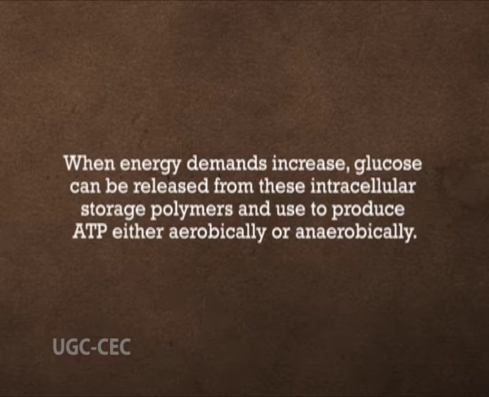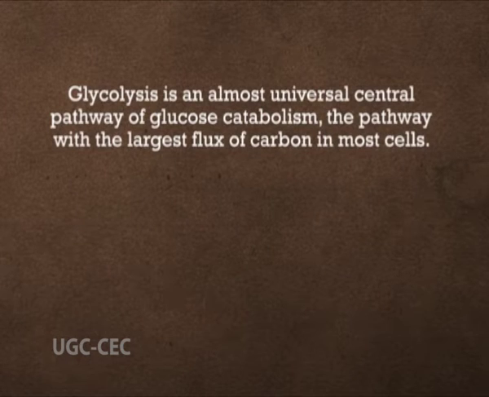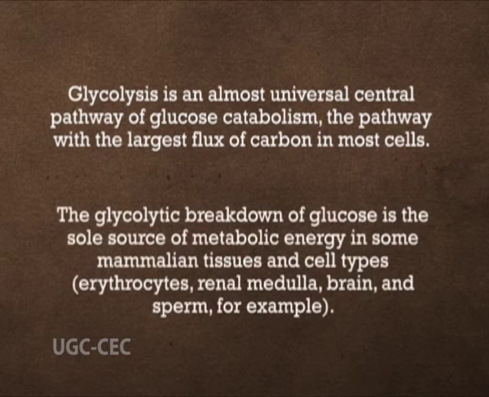When energy demands increase, glucose can be released from these intracellular storage polymers and used to produce ATP either aerobically or anaerobically. Glycolysis is an almost universal central pathway of glucose catabolism, the pathway with the largest flux of carbon in most cells. The glycolytic breakdown of glucose is the sole source of metabolic energy in some mammalian tissues and cell types like the erythrocytes, the renal medulla, brain, and sperm, for example.